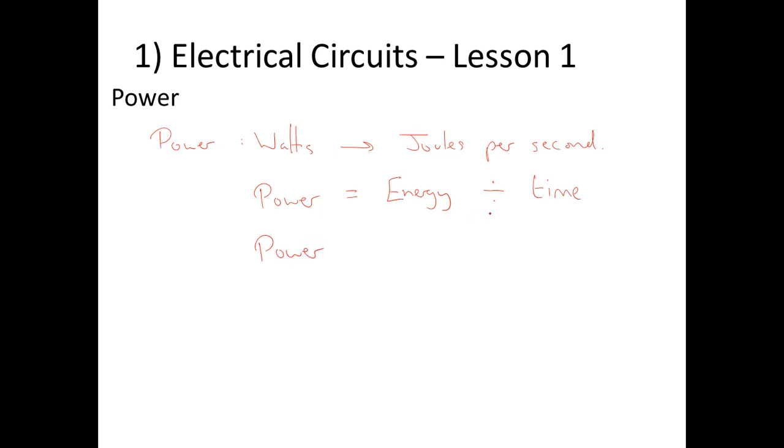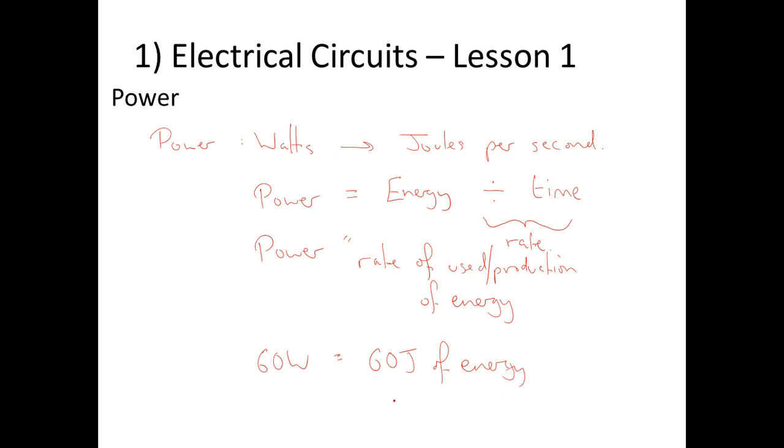Now, anytime we're dividing by time, that gives us the word rate. So our definition of power is the rate of either use or production of energy. So obviously if it's the power coming out of a battery, it'd be the rate of energy produced. If it's the power going into a bulb, it'd be the rate of energy being used. As I mentioned earlier, if we were talking about a 60-watt bulb, that would mean that we are using 60 joules of energy per second, every single second, as long as that bulb is on.